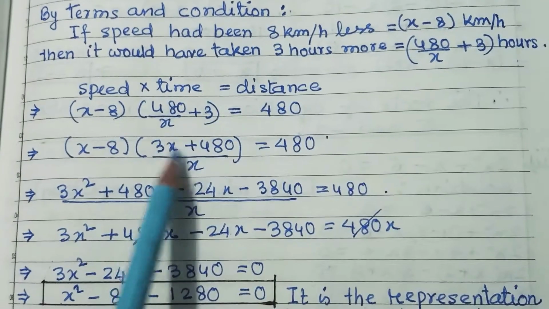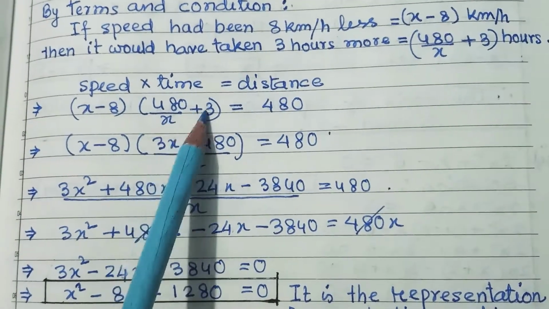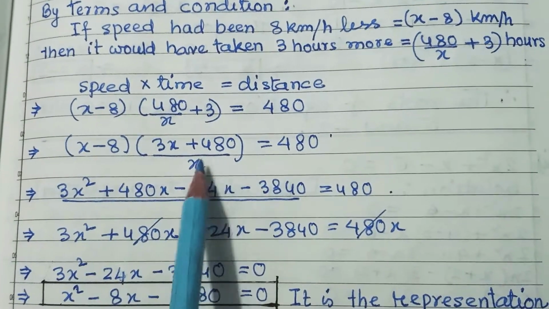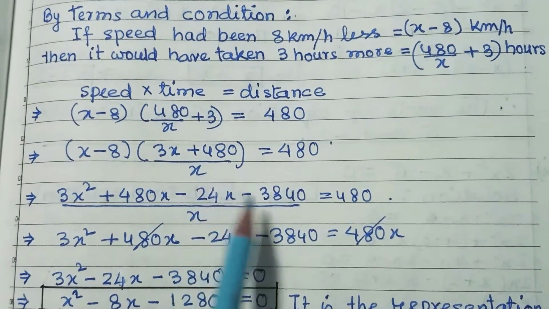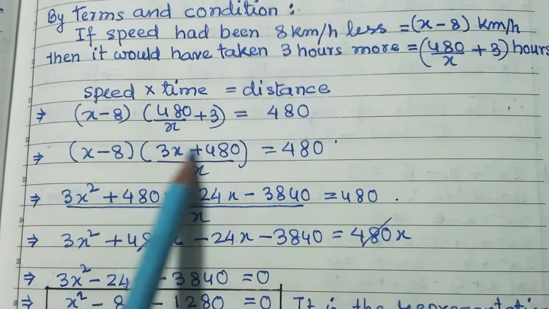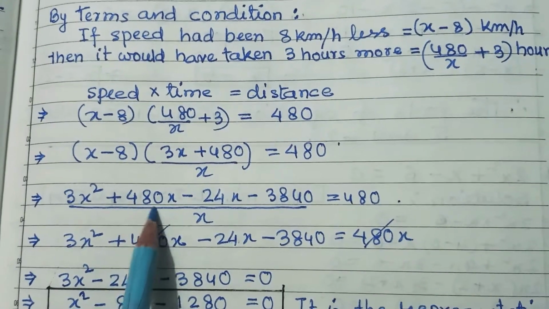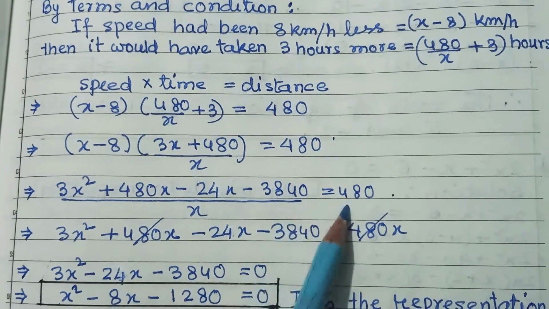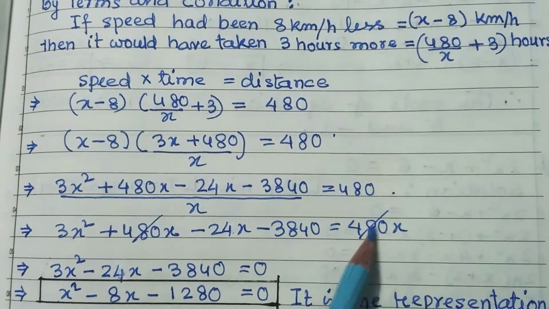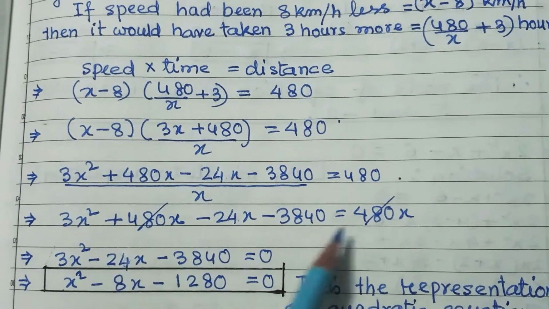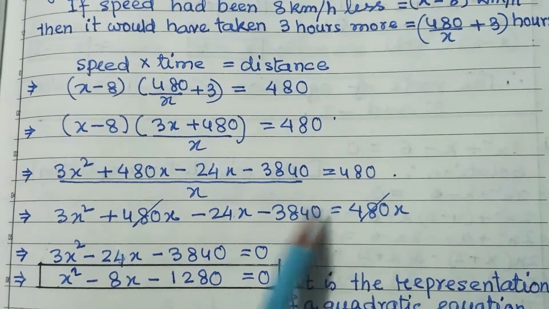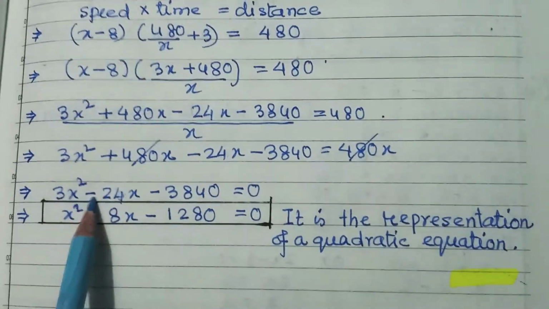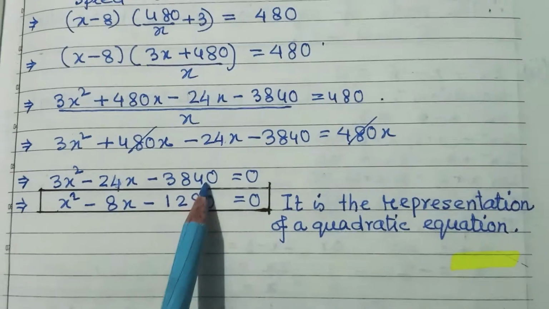Now you calculate this. LCM x. It is 3x plus 480, and this one is x minus 8. Now x will come, cross multiply it. So this one multiplied: 3x square plus 480x minus 24x minus 3840 is equal to this. Then cross multiply. These two are the same terms with the same sign on both sides of the equal sign, so you can cancel this. Now it is 3x square minus 24x minus 3840 is equal to 0.